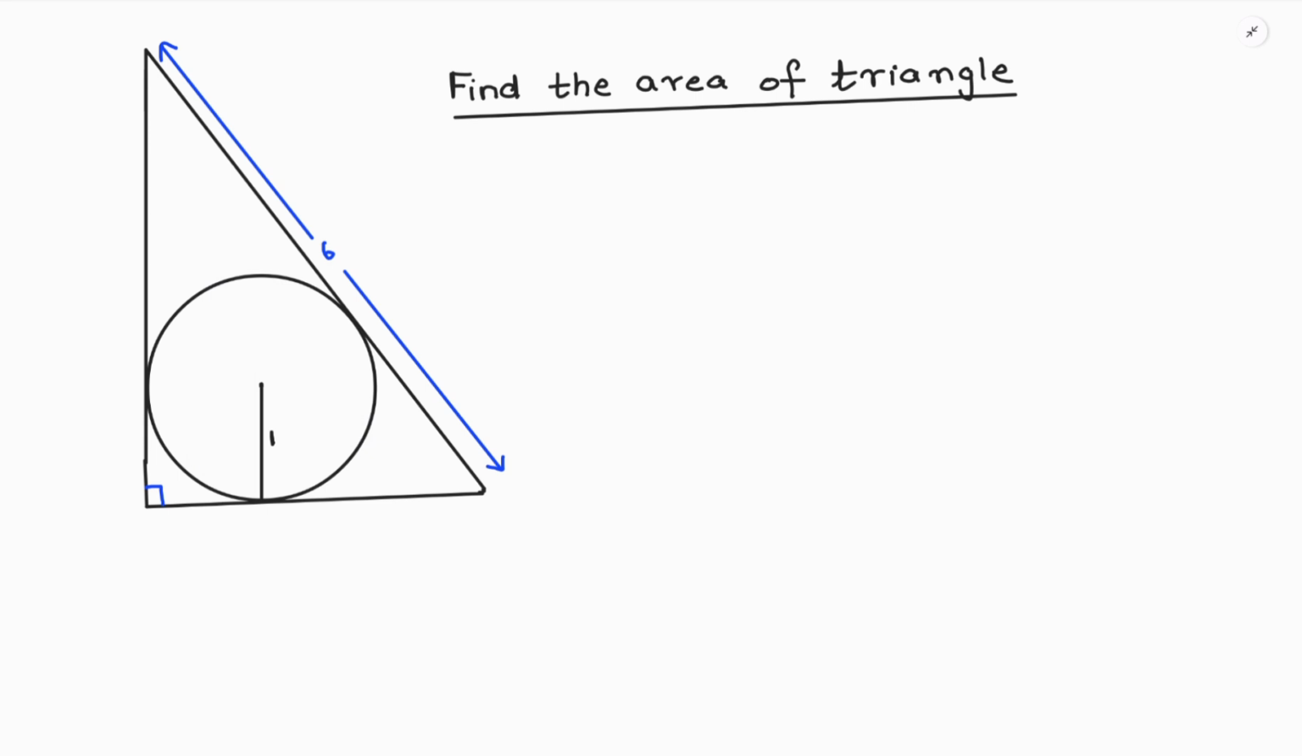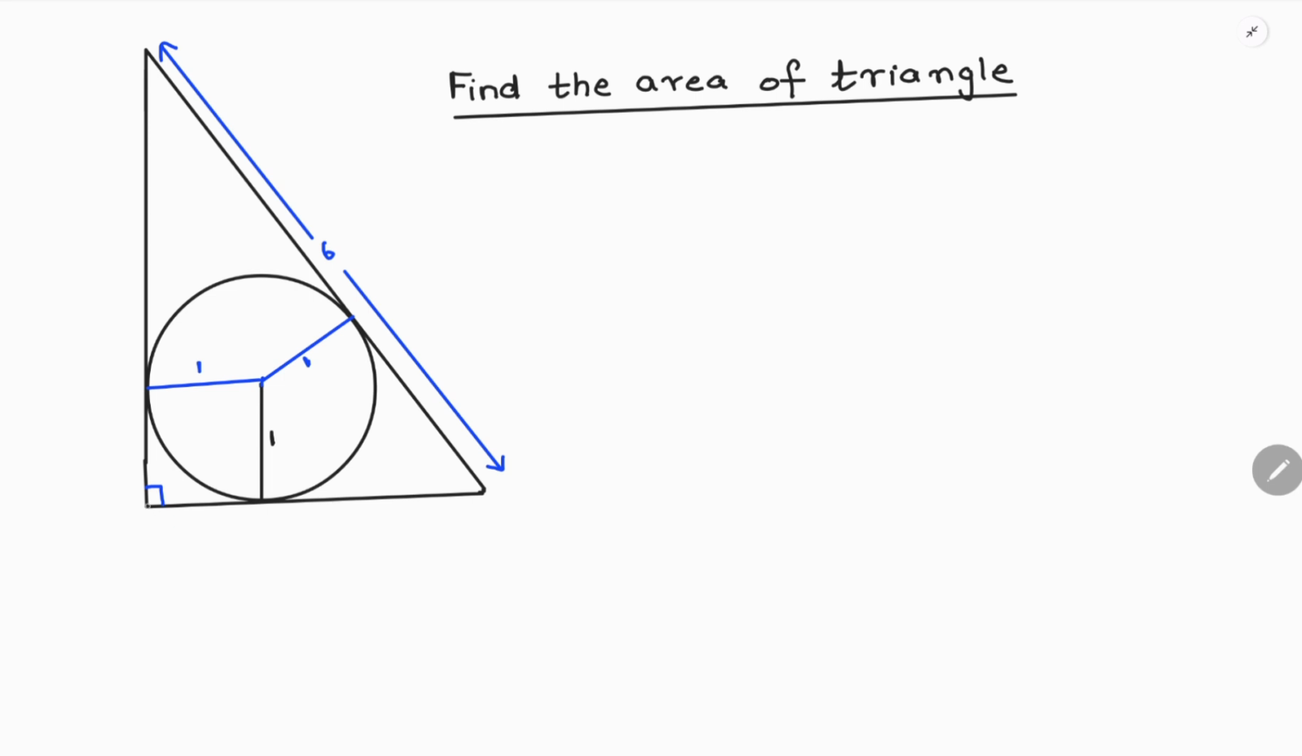But here we are not given base and height. We are only given that the radius of this circle is 1 unit. We don't know whether it is meter or centimeter, so we'll just say 1 unit. We need to find the area. I know that the radius is 1, so if I join this, this is also 1, and if I join this, this is also 1.